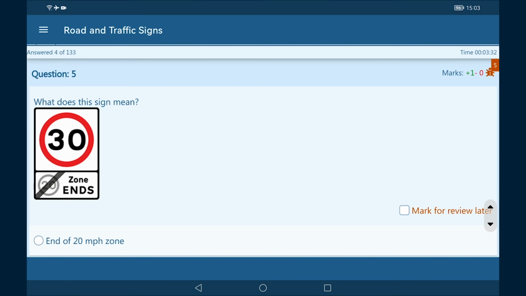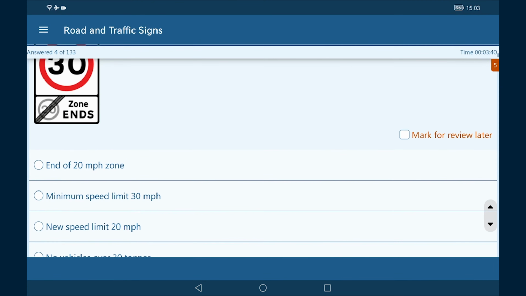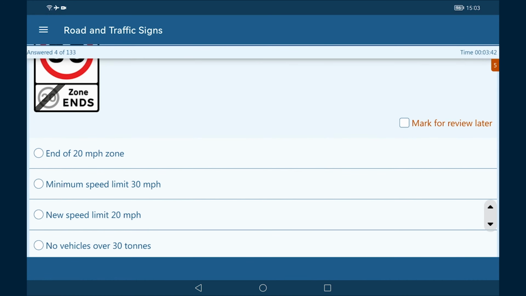Question 5. What does this sign mean? Option 1. End of 20 miles per hour zone. Option 2. Minimum speed limit 30 miles per hour. Option 3. New speed limit 20 miles per hour. Option 4. No vehicles over 30 tons. The correct answer is Option 1, that is, end of 20 miles per hour zone.